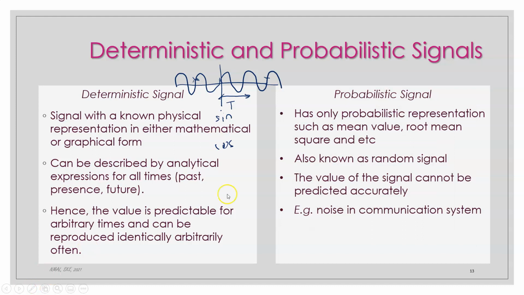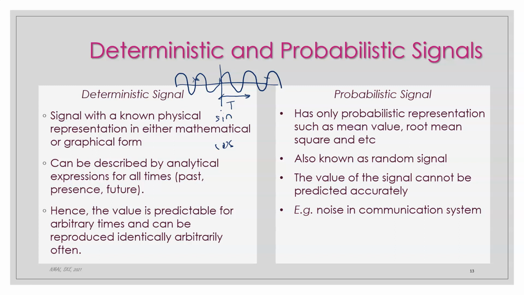That is the deterministic signal. But on the contrary, the probabilistic signal has only a probabilistic representation, such as mean value, root mean square, and so on. It means that you represent that signal in probabilistic terms. Maybe you want to describe the signal in terms of its mean value, or its variance, or the maximum or the minimum of the signal, and so on.